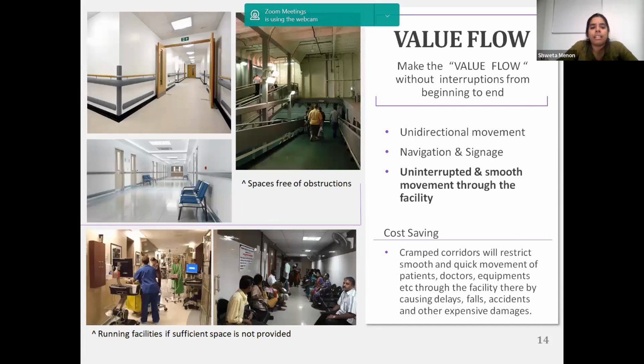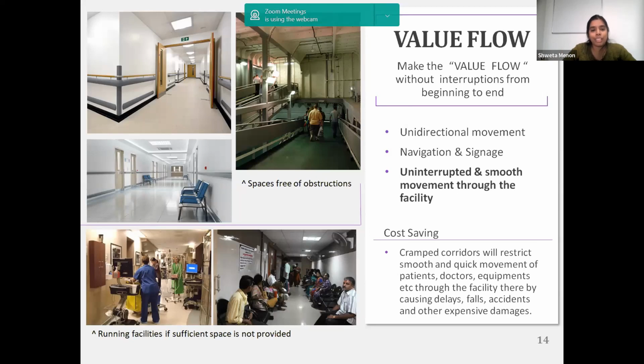Then, of course, is the uninterrupted and smooth movement through the facility. So now, I know many people question why hospitals need wide corridors, and I have actually in earlier presentations also explained that wide corridors are mainly for smooth movement through it. Patients should be able to cross each other. You can't have to stand behind someone else who's pushing a wheelchair, wait for them to pass and then only go across them. So to avoid that type of traffic is why it's always recommended for hospitals to have large corridors.